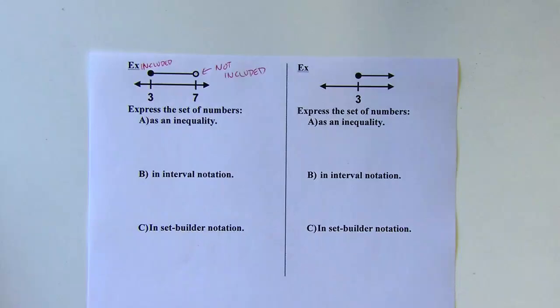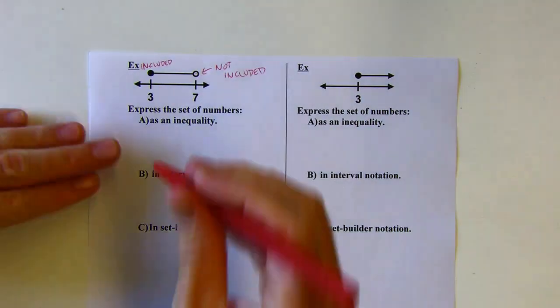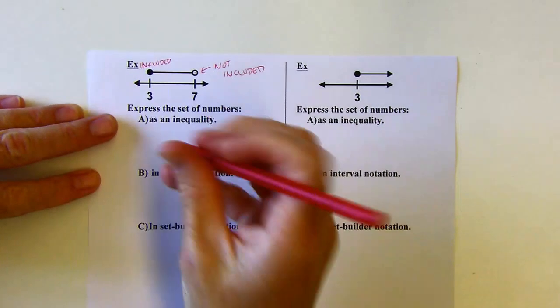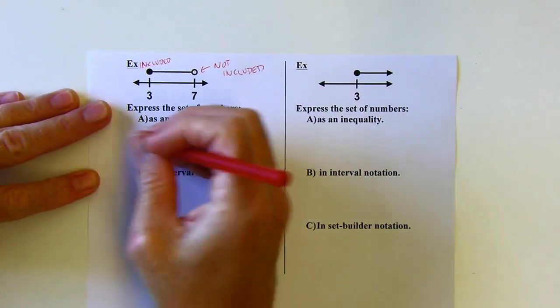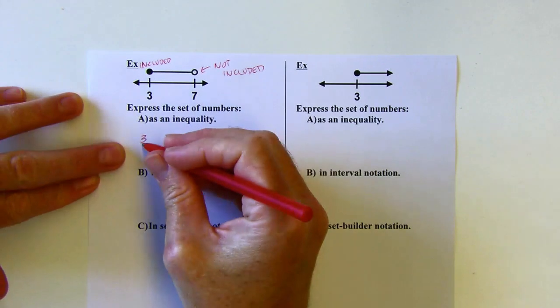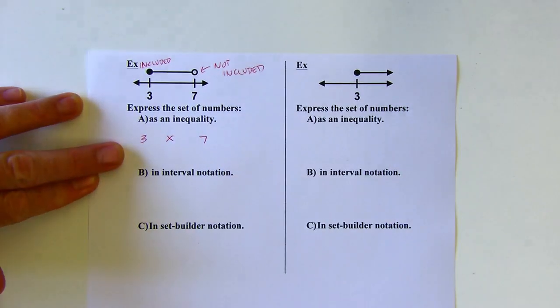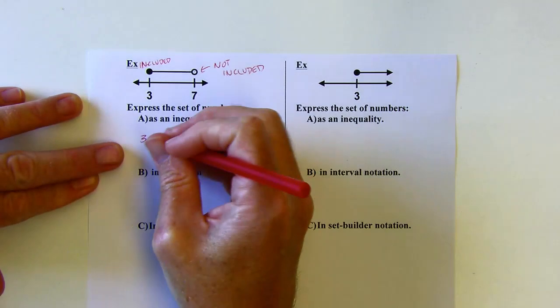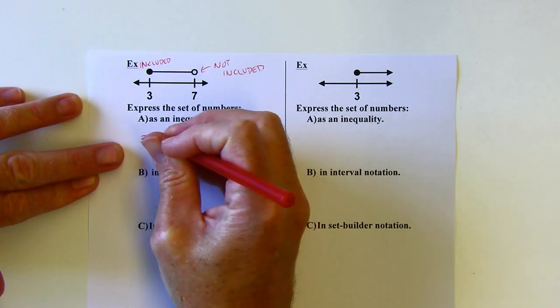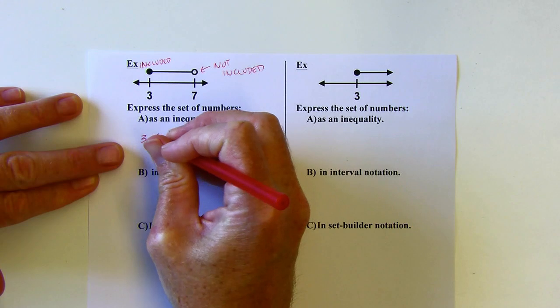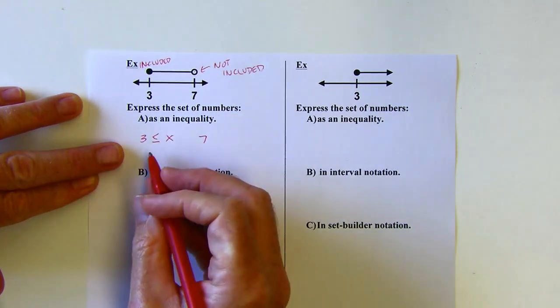Okay, so let's write this as an inequality. So if I'm using x to represent all of these numbers, it goes from 3 to 7. So I can put the least number there, right, and the greatest number there. So it's going to be, x is going to be a number greater than 3, or I could say 3 is less than x, or it could be equal to 3 because 3 is included.